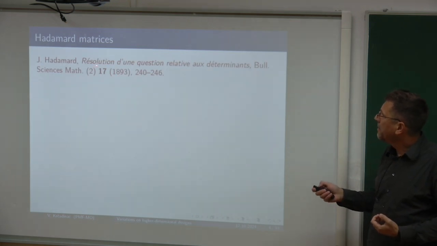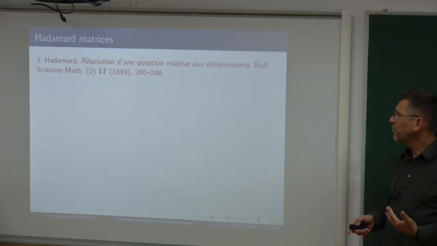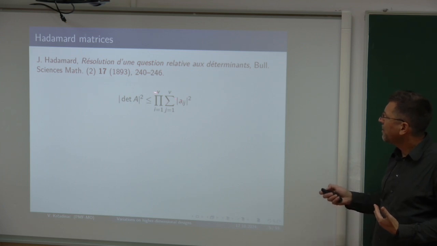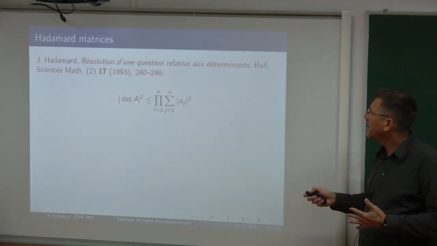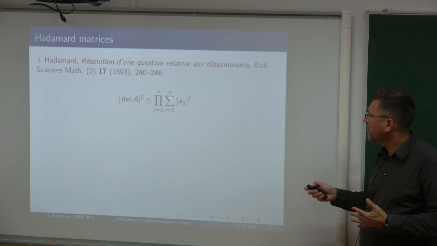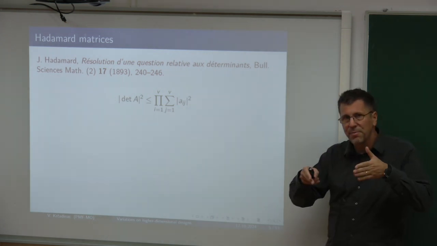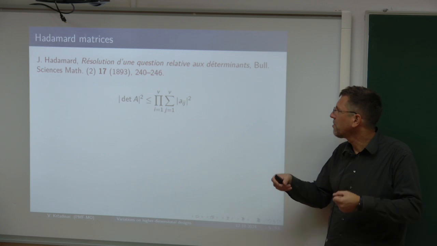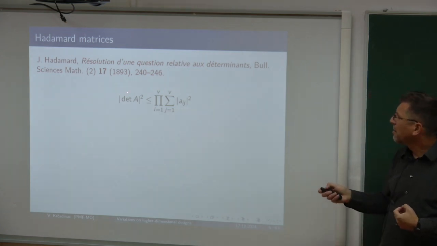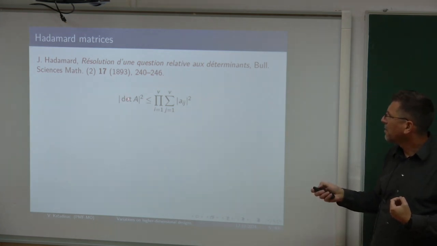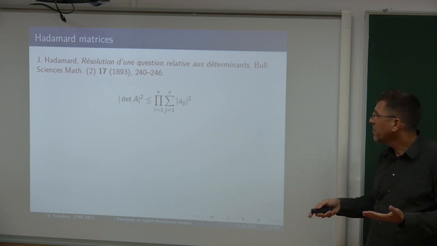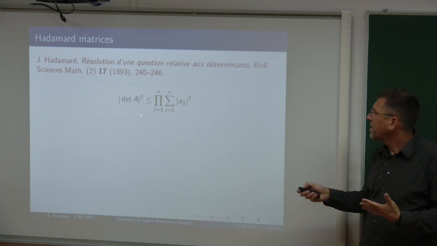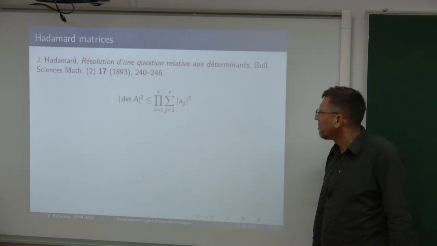Hadamard wrote about them at the end of the 19th century, and he came about them because he studied this inequality. He proved an inequality for the determinant of a matrix. Well, of course, how large the determinant is depends on the entries, but if you bound the entries with, let's say, the absolute value of the entries is less or equal 1, then actually the matrices that attain this inequality are exactly Hadamard matrices. So they are kind of the matrices with the highest possible determinant under these conditions.